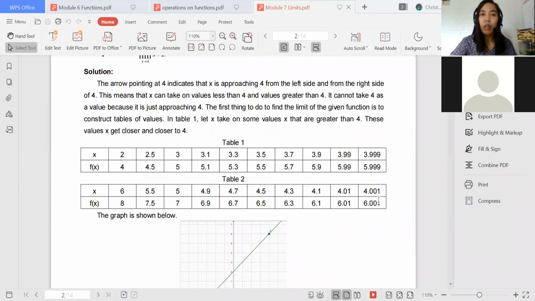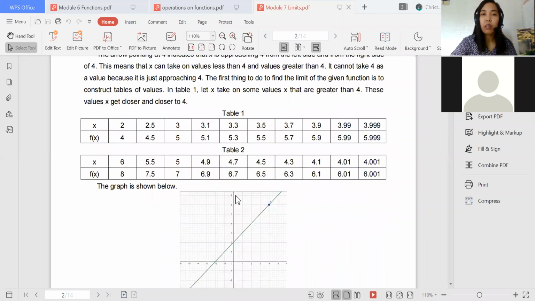Okay? And table 2, class, paglapit going to the right, papunta kay 4: 6, 5.5, 5, 4.9, 4.7, up to 4.001. Okay? Ang value ni x ay lumalapit saan? 8, 7.5, 6.9, 6.7, 6.5, up to 6.001.